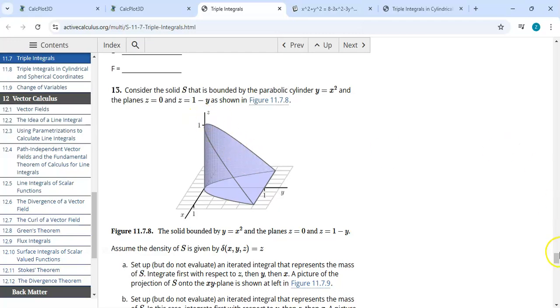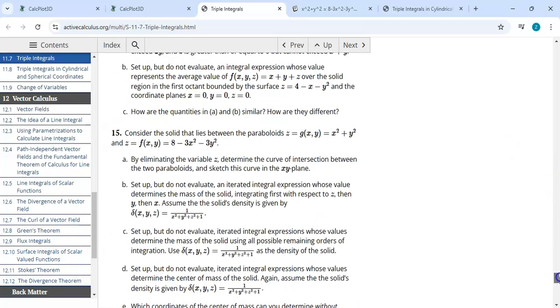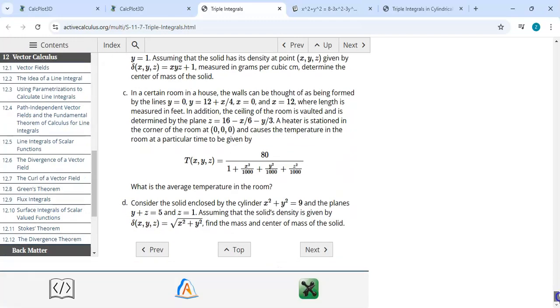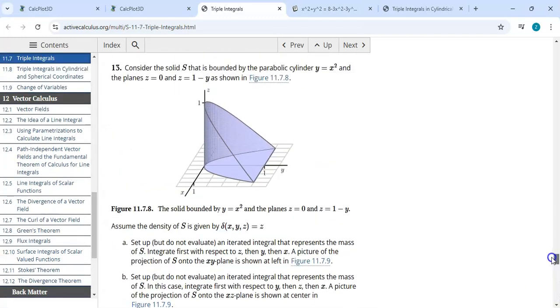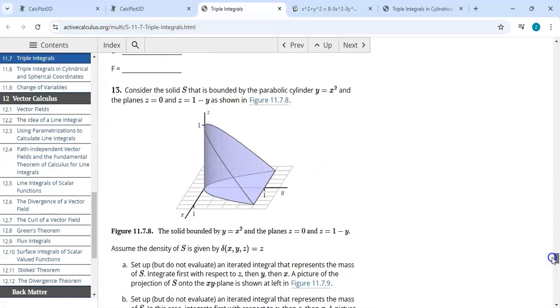So mostly because if they don't give it to you, like in some future problems down here, you see it's just a whole bunch of words. How can you make a picture yourself, right? So for this one, we're bounded down below by y equals x squared, and then z equals 0, so that's giving us the xy plane, and then up above our top shelf here is z equals 1 minus y.